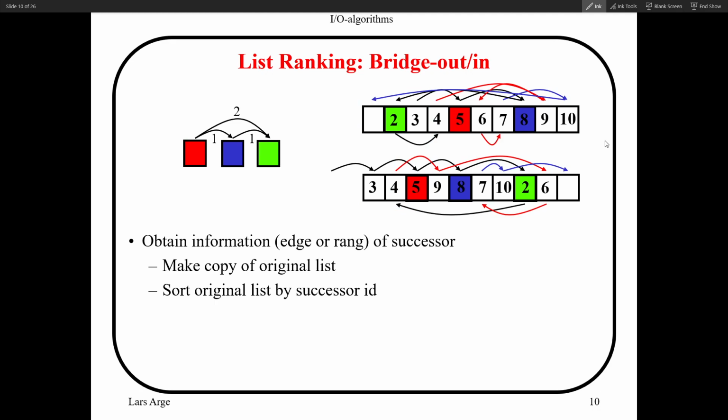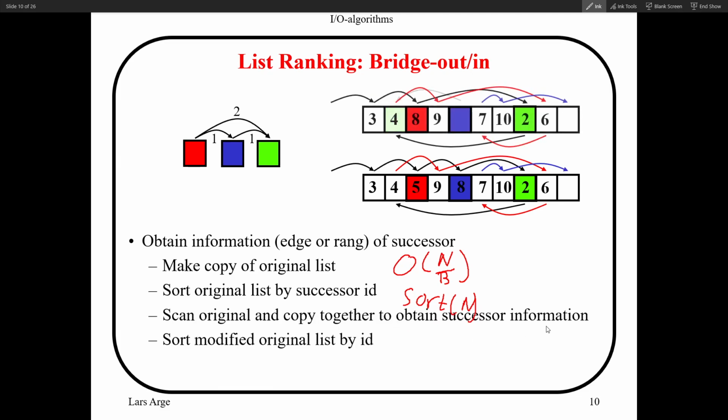And obviously after the sorting step, we are basically done with scan time. So the copy takes n over B IOs, the sorting takes sort(n) IOs, and then the remaining steps of the algorithm take again n over B IOs. And after these operations, I will have the bridging out operation done. Bridging in is basically the same thing, except more or less in reverse. So that concludes how bridging out and in is done.